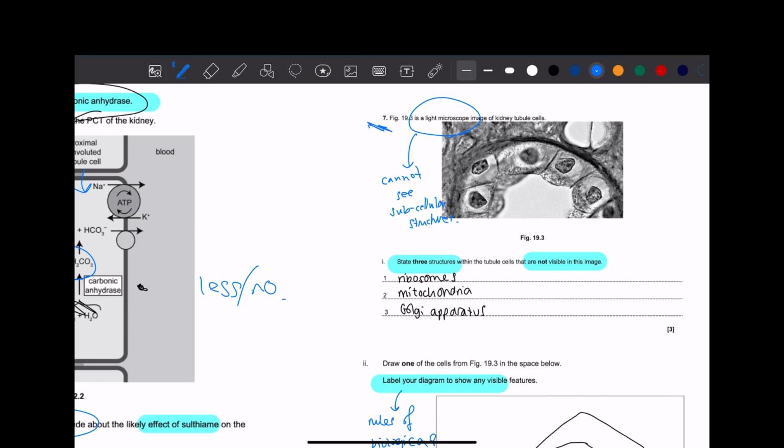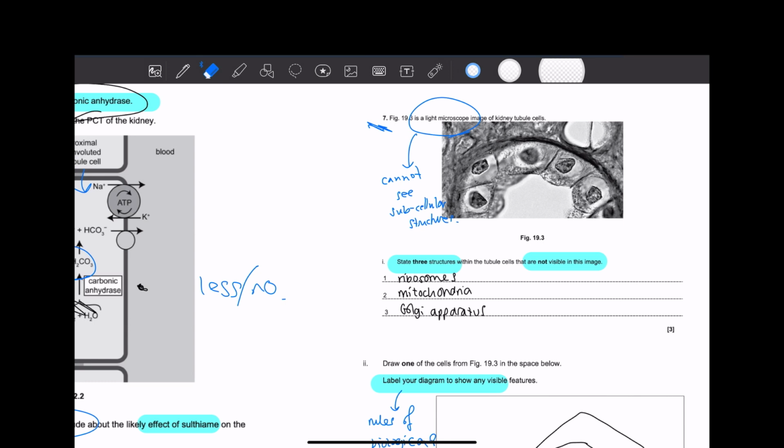The hint is in this information over here. This figure is from a light microscope. Now we're linking two topics together right now. You need to think, what do I know about light microscopes? Well, I know that you can't see subcellular structures. So that could be anything like Golgi apparatus, mitochondria, vesicles, ribosomes.